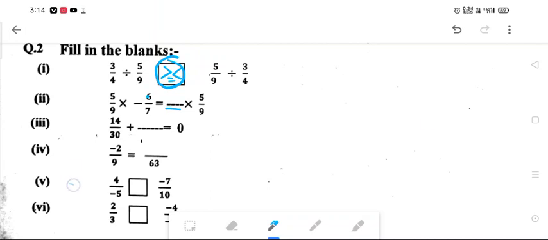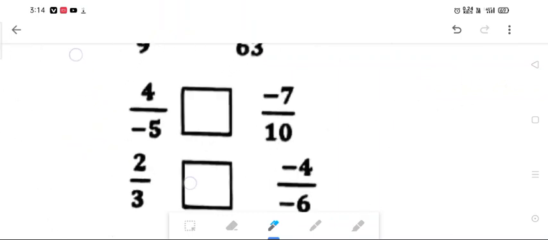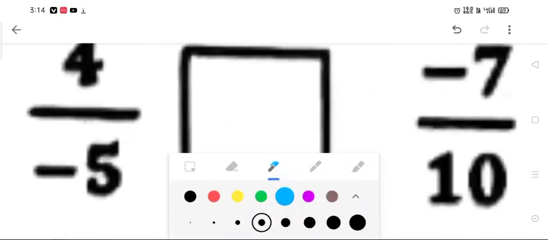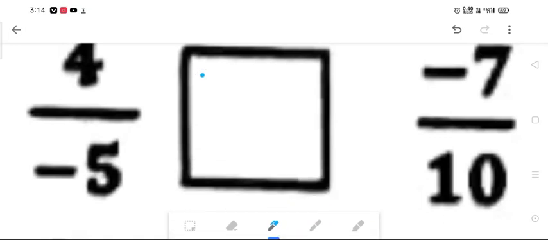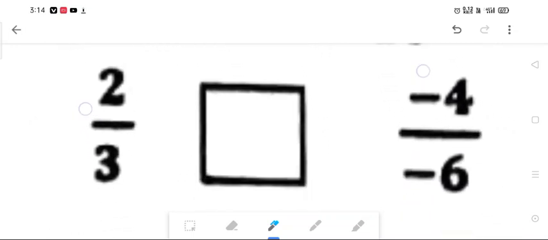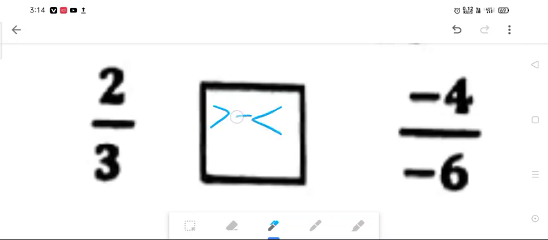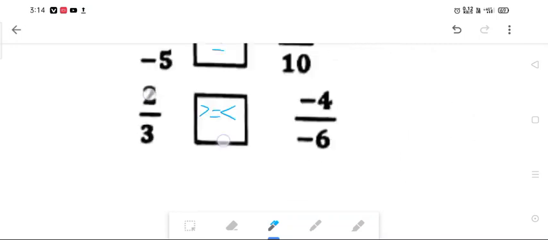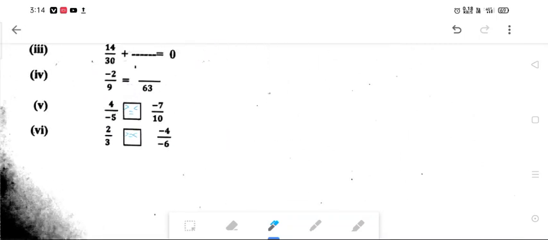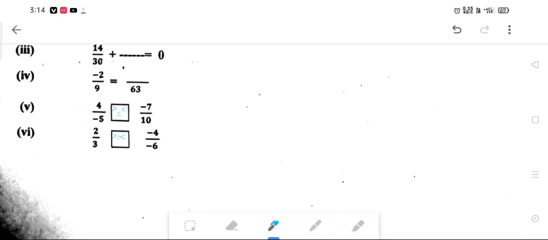In the next, the given is 4 by minus 5 and minus 7 by 10. You have to insert the symbol of greater than, smaller than, or equal. Similarly, you have to insert the symbol of greater than, smaller than, or equal. So I hope the fill in the blanks is clear to everyone. Let's see the next question.